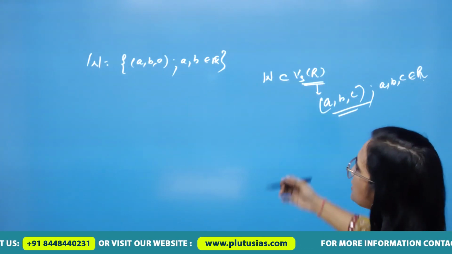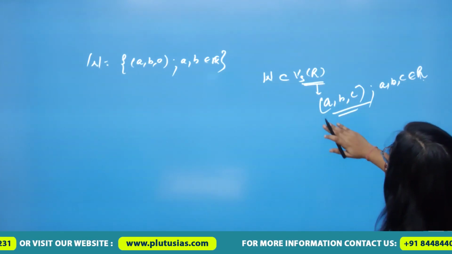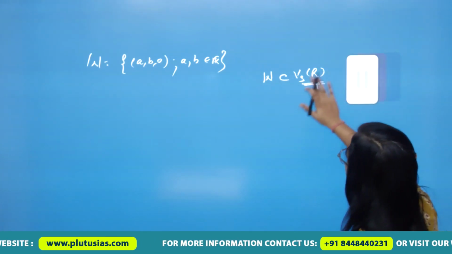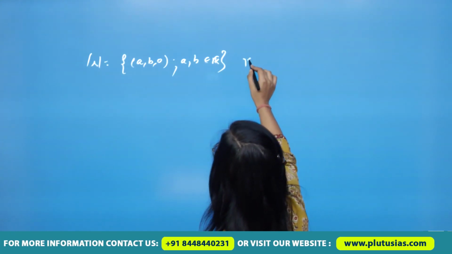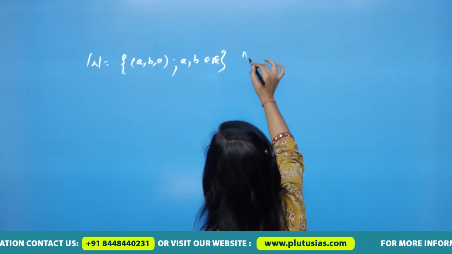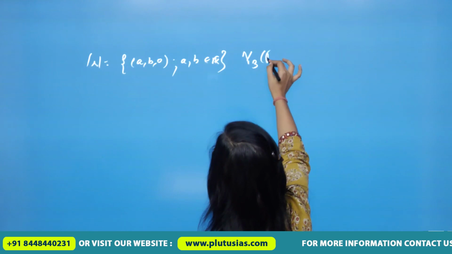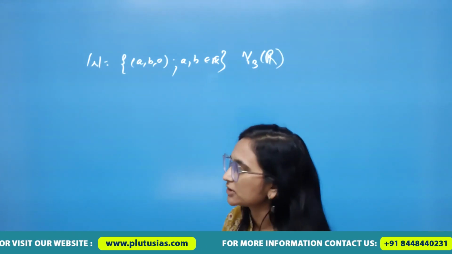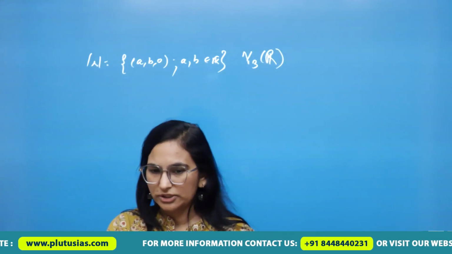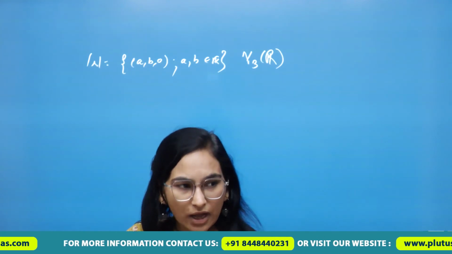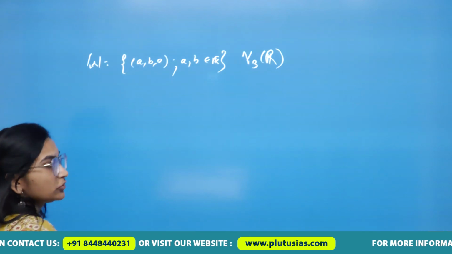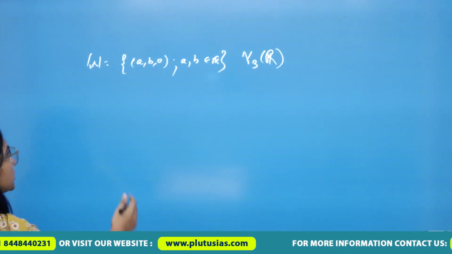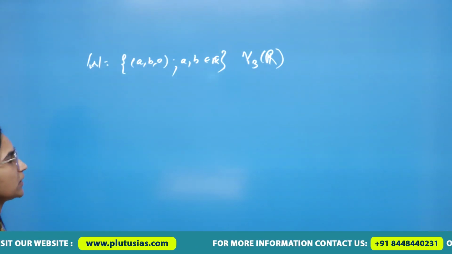Sometimes we also call it R3. Now, we have to prove that W is a subspace of V3 over field R. For this, we need to prove all these properties which we counted just now. So the first property we need to prove is that an internal binary operation is defined on W. What is the internal binary operation?